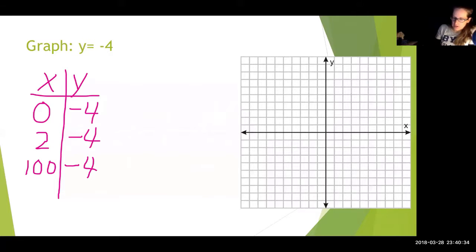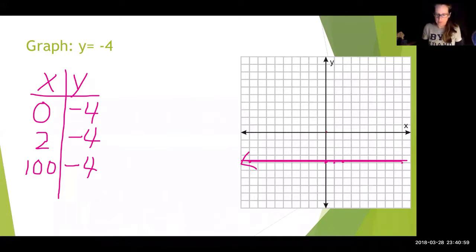So when x is 0, y is -4. Y is -4 right there. When x is 1, y is -4. When x is 2, y is -4. Keep going. When x is 9, y is -4. When x is -9, y is -4, which makes a nice horizontal line for us here. Right there. There you go, which has a slope of 0.